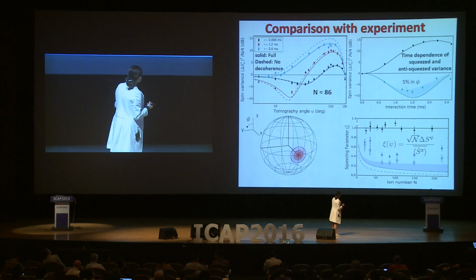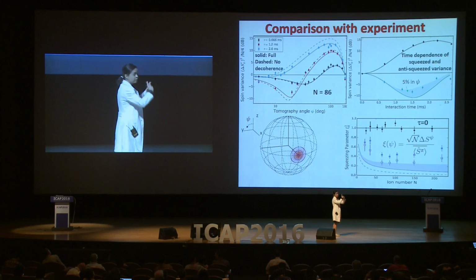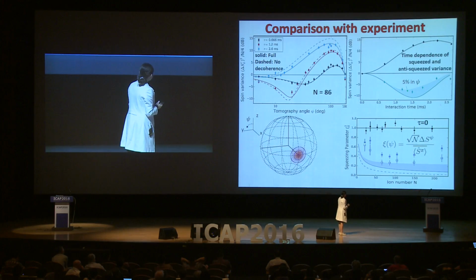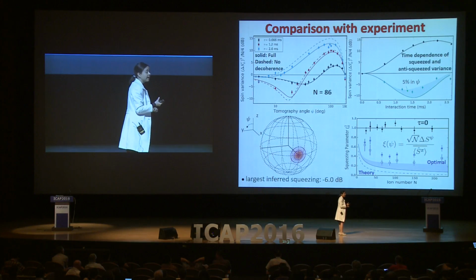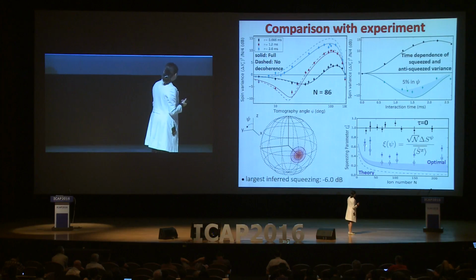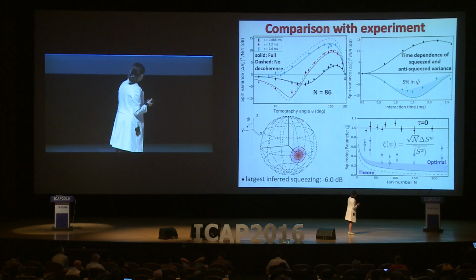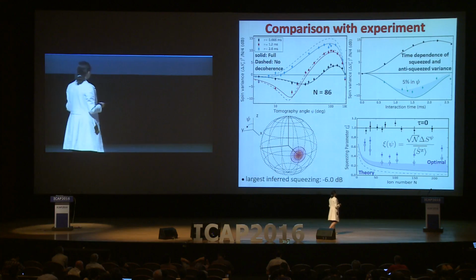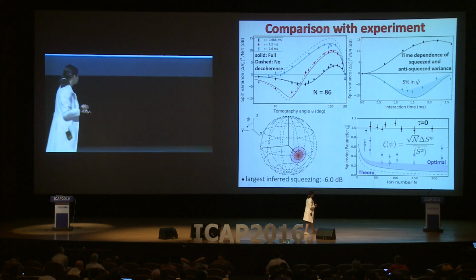And just to quantify how much squeezing we have created, this is the squeezing parameter. This is the case when time is equal to 0, where everything is circular, no squeezing. But then, as I increase the number of ions and look at this minimal variance, if I subtract the photon shot noise, I can reach a squeezing of 6 dB. If I don't, it's about 4 dB, but still a significant squeezing. Not as large as other systems, but it's telling us that we are building up entanglement in the system.